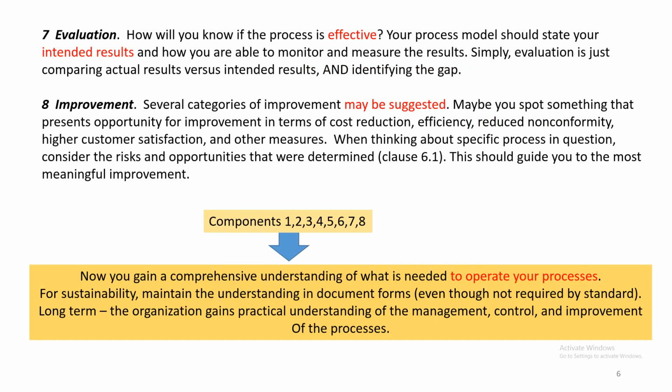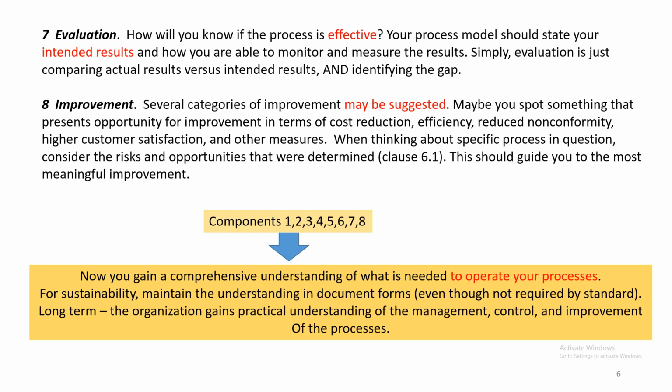Number seven is about evaluations. How will you know if the process is effective if you don't evaluate? So each process must be evaluated in order for you to determine if the intended result matches the process yield, whatever you yield from the process. So enabling you to monitor and measure the results. If you compare the result versus the intended results, you know whether the process is effective. Otherwise, identify the gap and solve the problem.